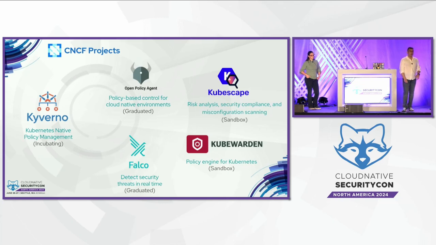Falco is a security runtime engine. It means that with OPA and with Kyverno, we are able to control the creation of resources. Before creating the resources, we check the content of those resources or objects. With Falco, what we are trying to achieve is runtime security, taking advantage of eBPF and some custom rules. They detect, for example, a problem, and it can send an alert. It's graduated, and it's still good to have this project.